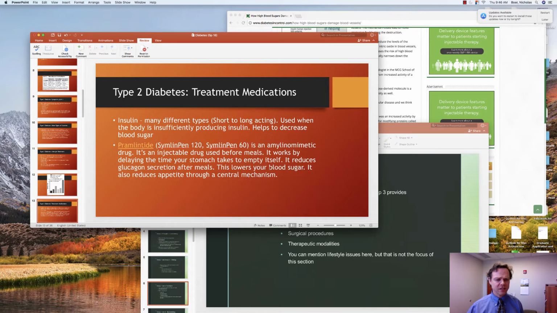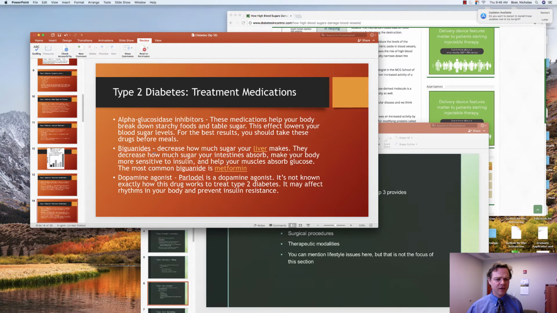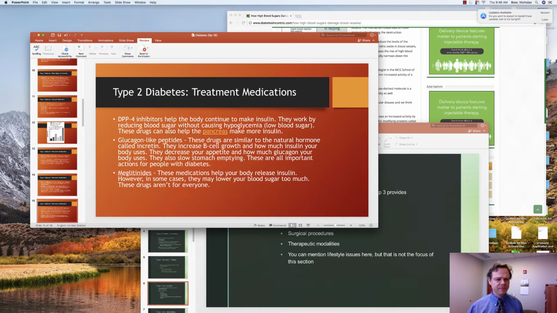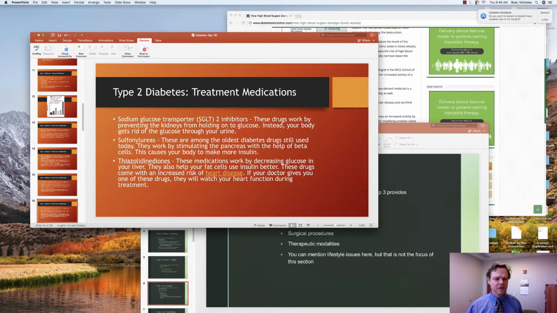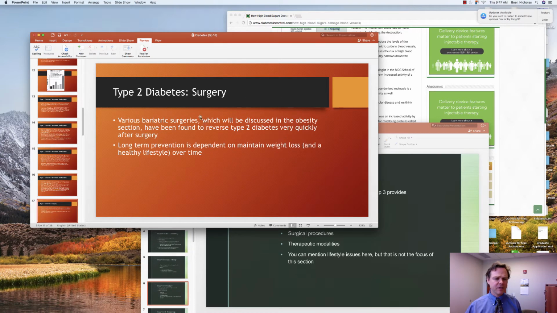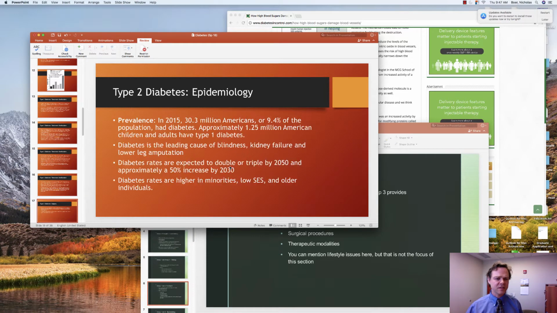So I list the medications, what's the basic mechanism, what's going on there. These are important to know. They're important to look up and find the information. I mention surgeries. Mainly I mention bariatric surgery. Generally there is no surgery for type 2 diabetes. For type 1 diabetes, you can get a pancreas transplant theoretically, but generally there's not much in the way of surgery to fix type 2 diabetes, which will be different for other disease states.